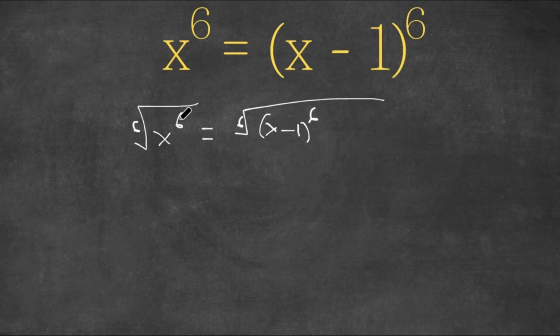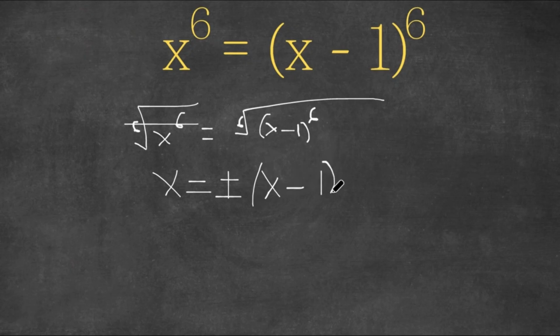And these two actually cancel out. So x to the power of 6 to the sixth root is going to cancel out because these two are opposites. So remember, opposites cancel out. So this is simply going to result in x equals, these two are going to cancel out as well, so we're just left with plus or minus x minus 1. So now this gives us two equations. This gives us x equals positive x minus 1, or this gives us x equals negative x minus 1.